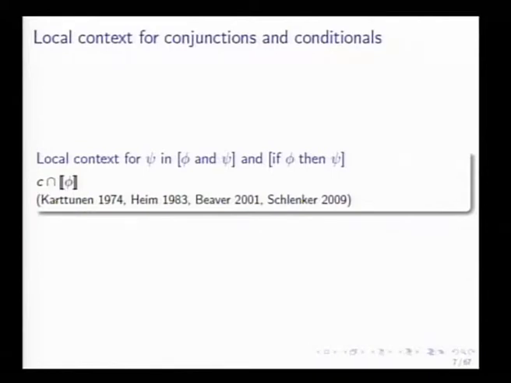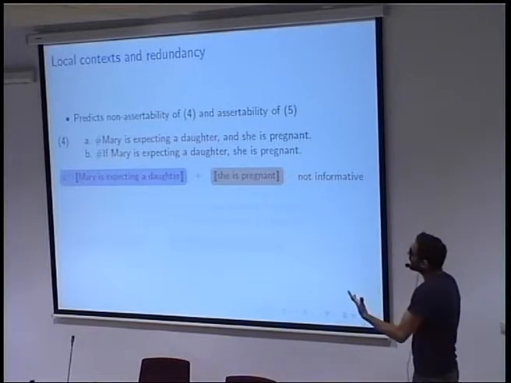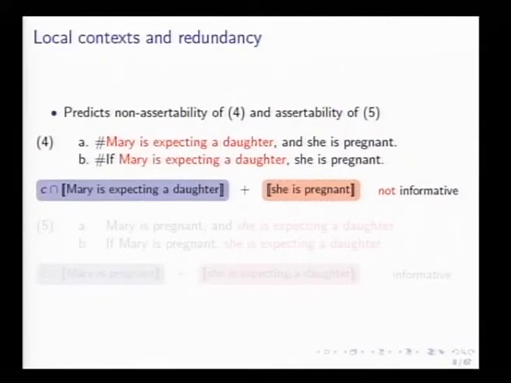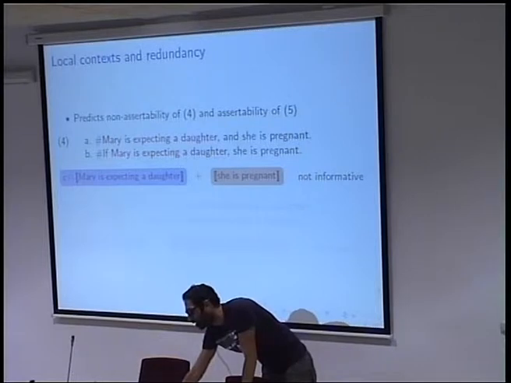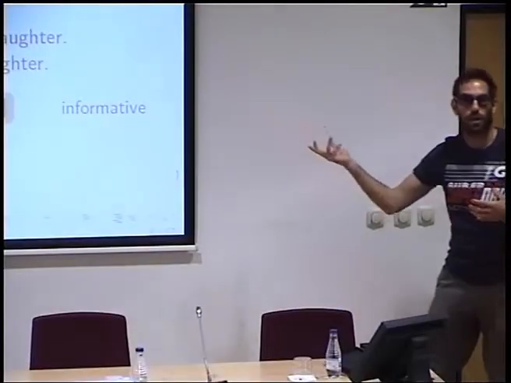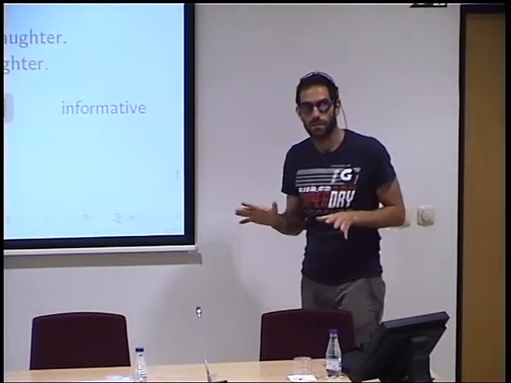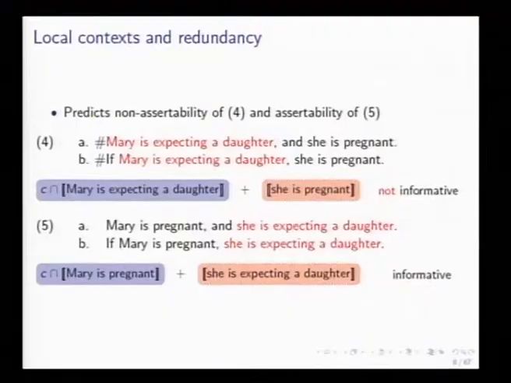So why does this explain the order effects that we saw before? Well, because now if you look at 4a and 4b, any initial context updated with Mary's expecting a daughter is going to entail that Mary's pregnant. So you immediately predict the infelicity of 4a and 4b. On the other hand, when you switch the order, the local context of Mary's pregnant now is just the initial context, and importantly, doesn't include Mary's expecting a daughter. So any context that doesn't entail already that Mary's pregnant is going to be fine for this sentence. Okay? So you predict the contrast between these two.